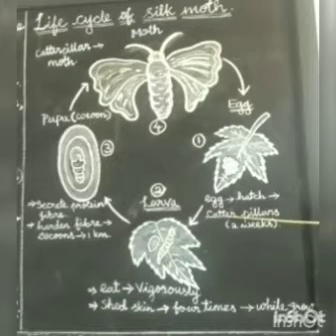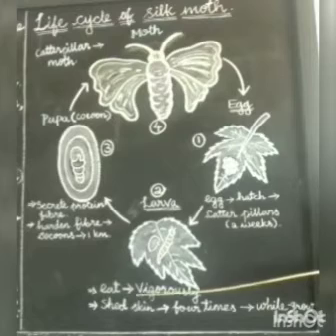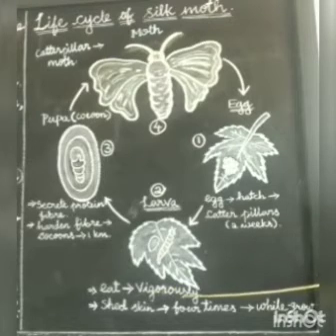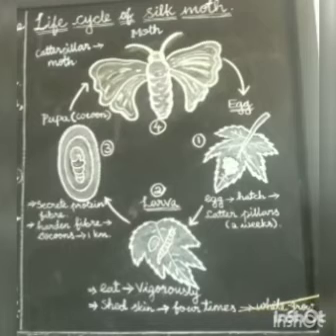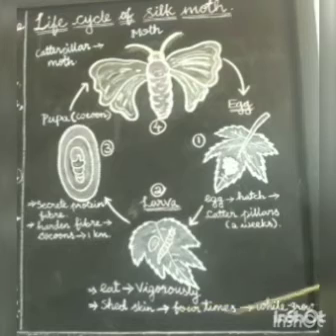The second stage is larva. After hatching, the caterpillars feed vigorously. They are fed with fresh mulberry leaves. During this period, the caterpillars shed their skin 4 times while they grow.